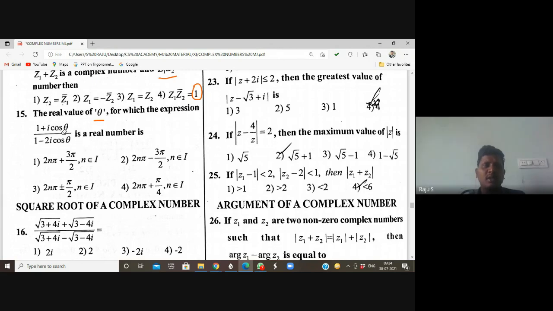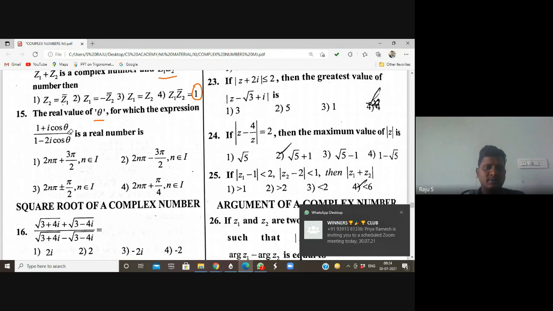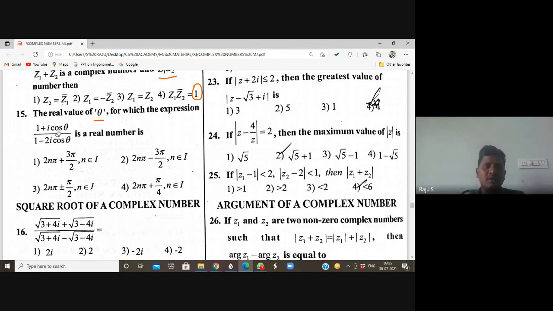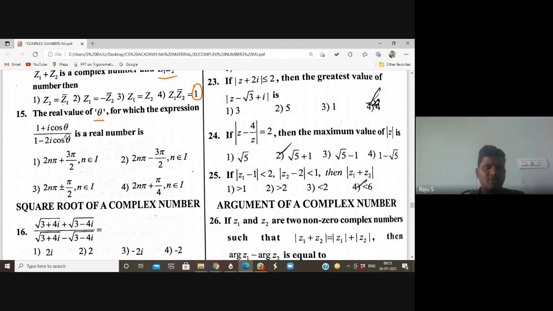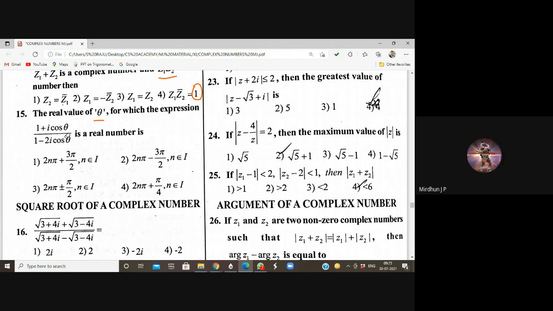Okay, right. See, first, is it in standard form? It is not. If we substitute theta value, then we will get standard form for theta equal to 90 degree or 270 degree. Okay, when you substitute theta is equal to 90, 1 plus i, we will get that.